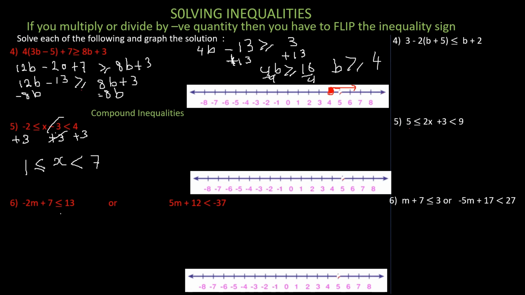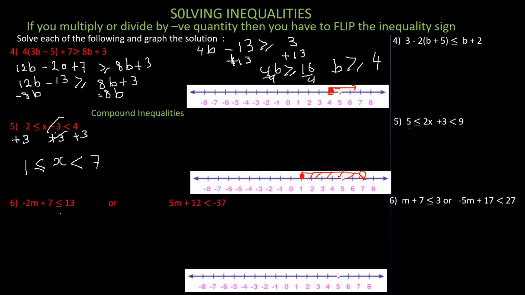I'll show you how to graph it. We have to go at positive 1 and make a closed circle because it's greater than or equal. So at 1, we'll make a closed circle. Then we go at 7 and make an open circle like this. Then match them. This is the solution.